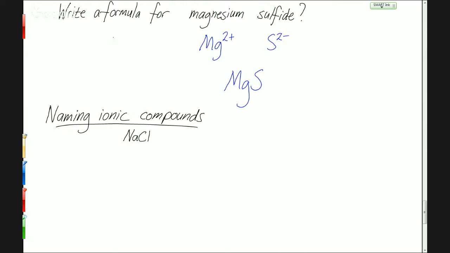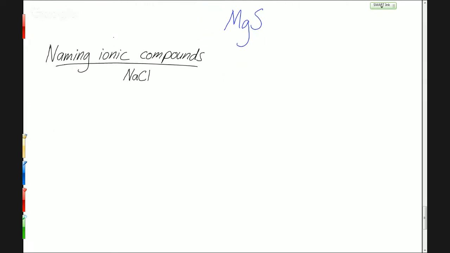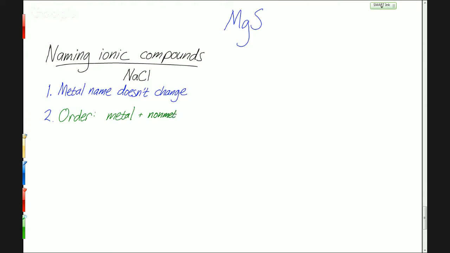So that's actually our first rule: when we name ionic compounds, the metal name doesn't change. And a second rule is with the order, it is going to be metal first, and then non-metal. Even if it's not written that way, that's the convention for the name.